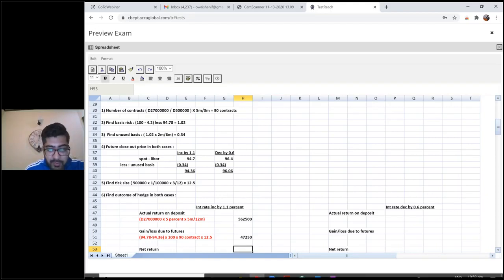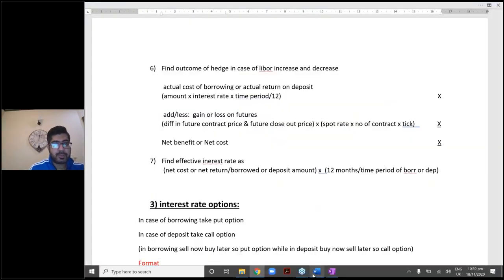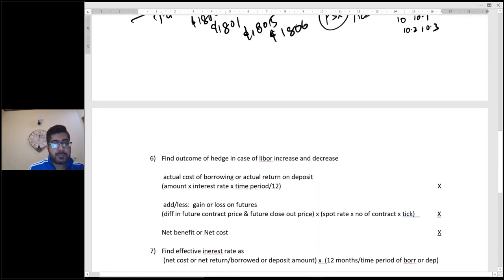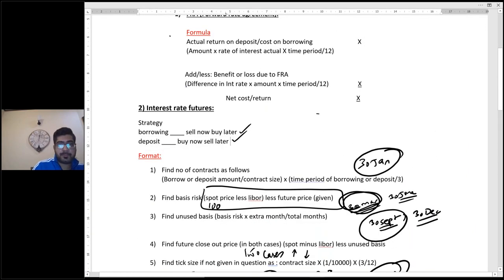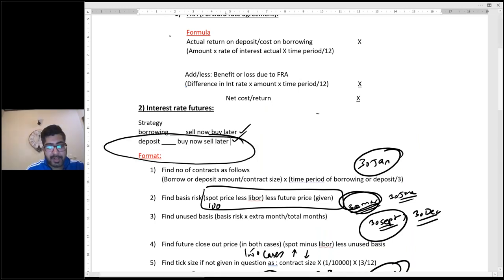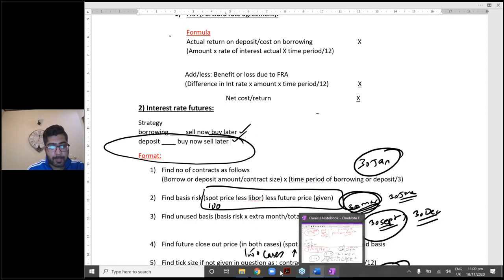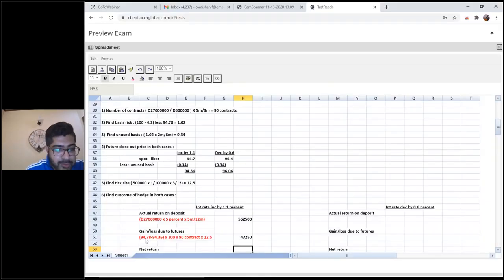Now, what is the strategy in deposit? See, the strategy in deposit is buy now, sell later. Buy at 94.78, the first price, and sell at 94.36.